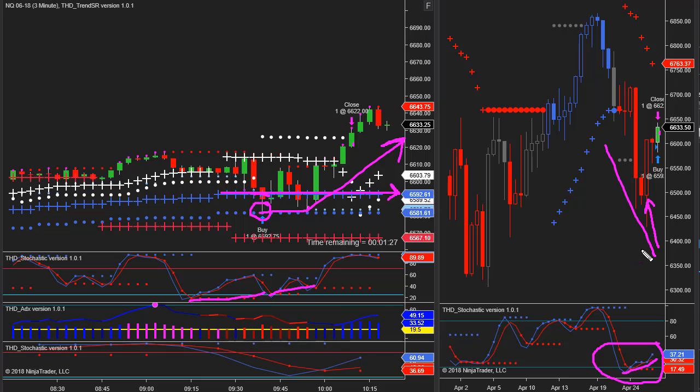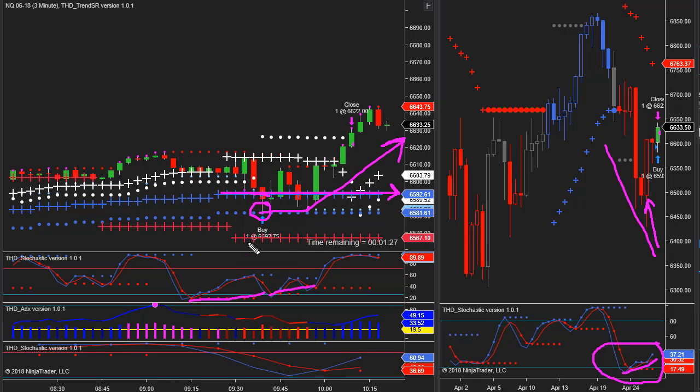Now, some of you may have been worried because the 45-minute and I think the 180 was overextended. But markets can remain overextended for a length of period. And so I didn't let that faze me on this particular trade.